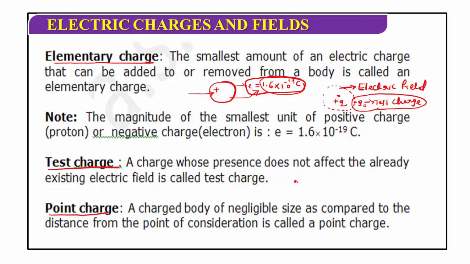Now I consider the 2 point charges. Here these are q1 and q2 charges, mathematically denoted by the symbol q. q1 and q2 are the 2 point charges separated by a small distance. Point charge means a charged body of negligible size as compared to the distance from the point of consideration. Here, the size of this charge is negligible as compared to its distance.